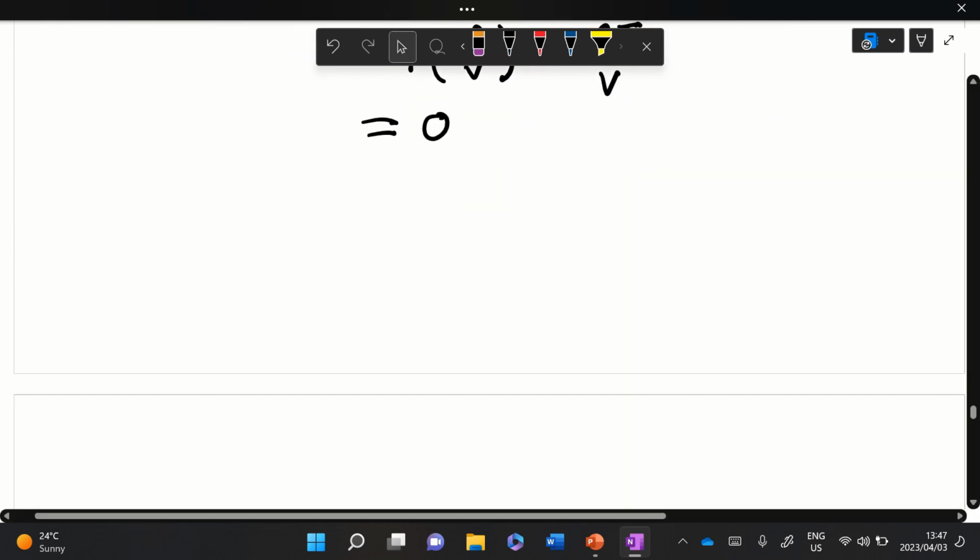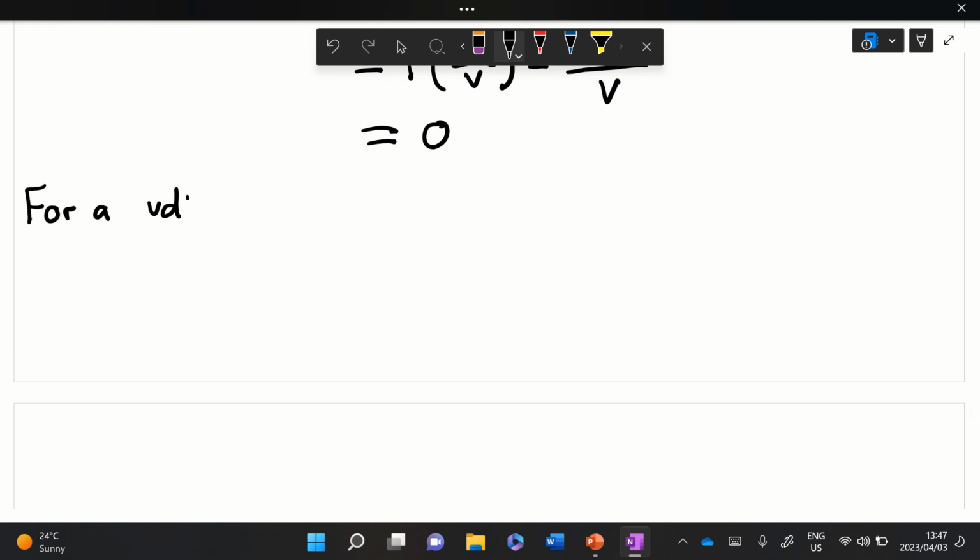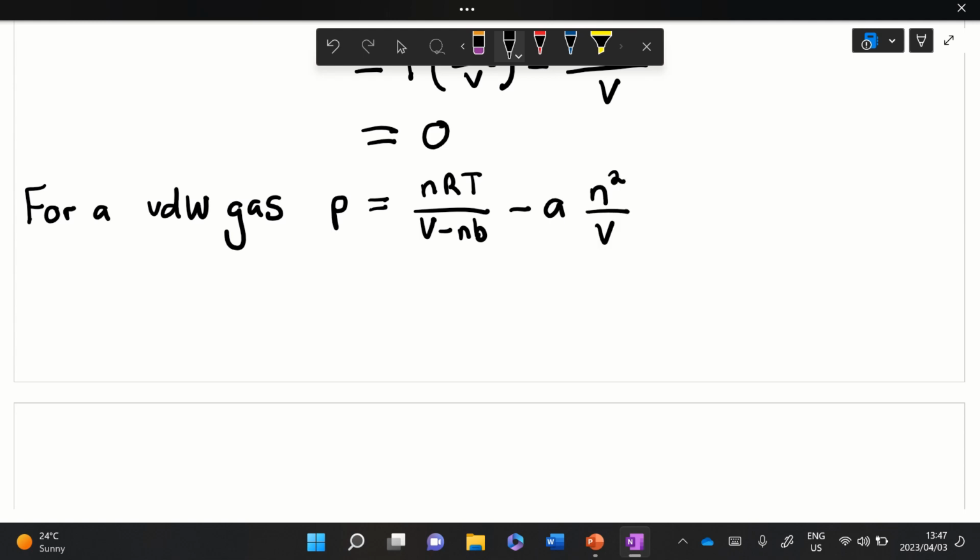Okay. For a van der Waals gas, what is our equation of state? Well, the equation of state for a van der Waals gas is that P is equal to nRT over V minus nb, minus a n squared over V squared.